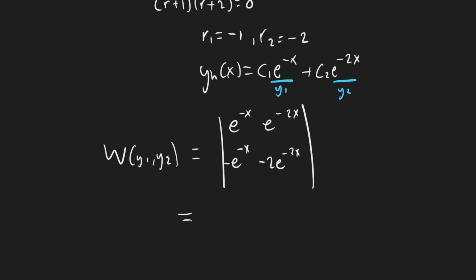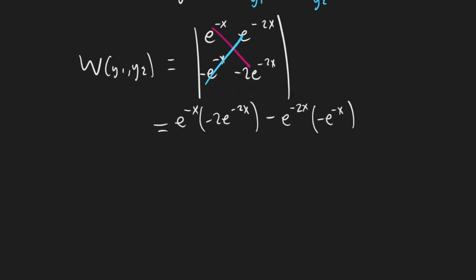And this is a determinant, so we want to multiply these guys and then subtract these guys. And so what does that become? We have e to the -x times -2e to the -2x. Then we have a minus e to the -2x, and then multiplied by -e to the -x, like so. Okay, so let's just go ahead and multiply this out. This gives us -2e to the -3x plus e to the -3x. Okay, so this actually equals -e to the -3x, like so. And so that's going to be our nice Wronskian.